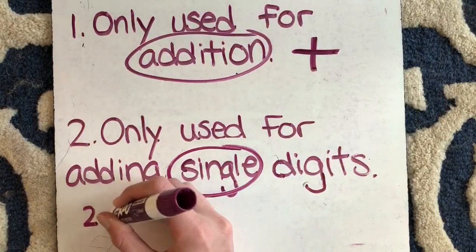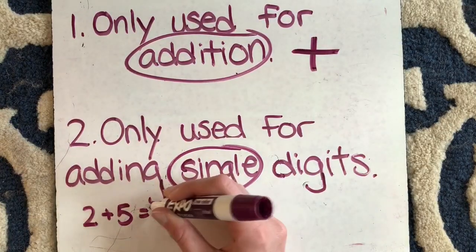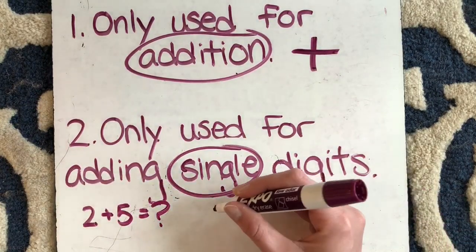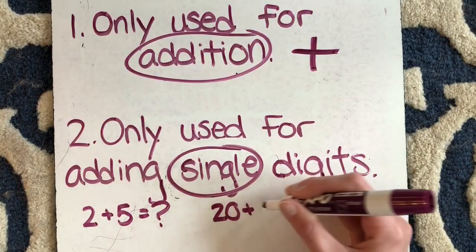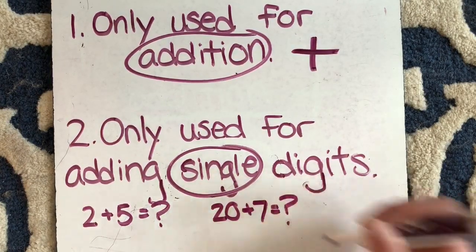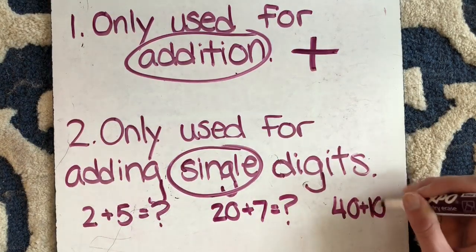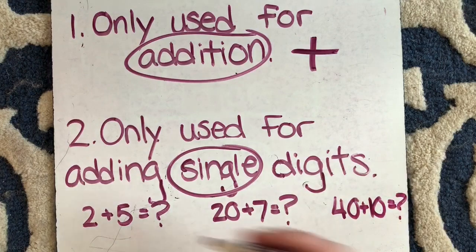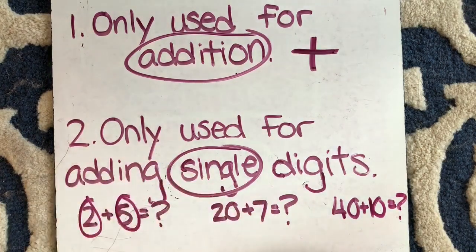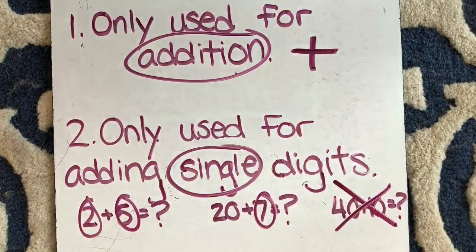Here are some examples. In the equation 2 plus 5, 2 and 5 are both single digits. In 20 plus 7, 7 is a single digit. And in 40 plus 10, we have no single-digit numbers. So we can use counting on for the first equation, the second, but not the third.